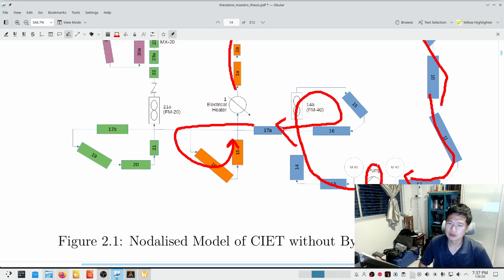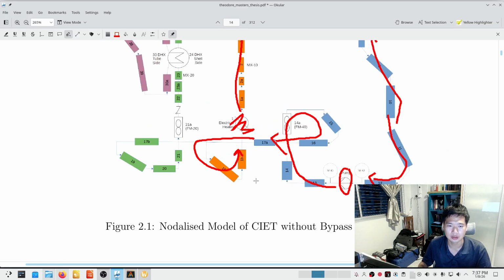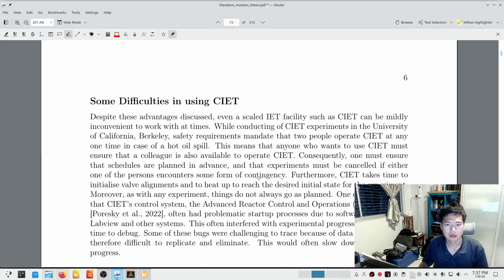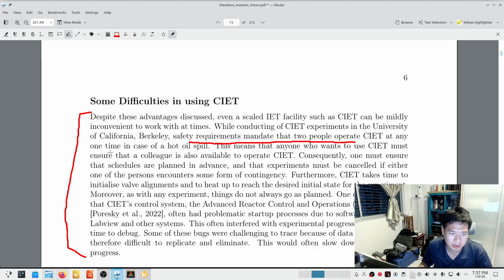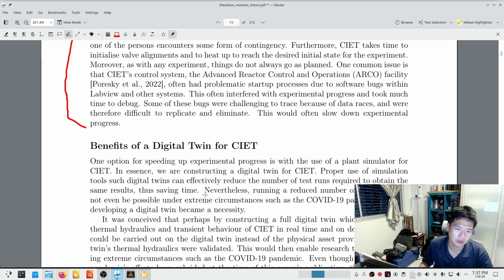To ensure that the components are coded correctly, of course you need to perform some preliminary tests, and the first few tests do not actually deal with the heater right here. This part talks about some difficulties in doing CIET. As mentioned before, there are safety requirements that always mandate two people operate CIET at any time in case of a hot oil spill. So I need to make sure schedules are planned in advance, and so on. I already shared this before, so I'm not going to do it again.